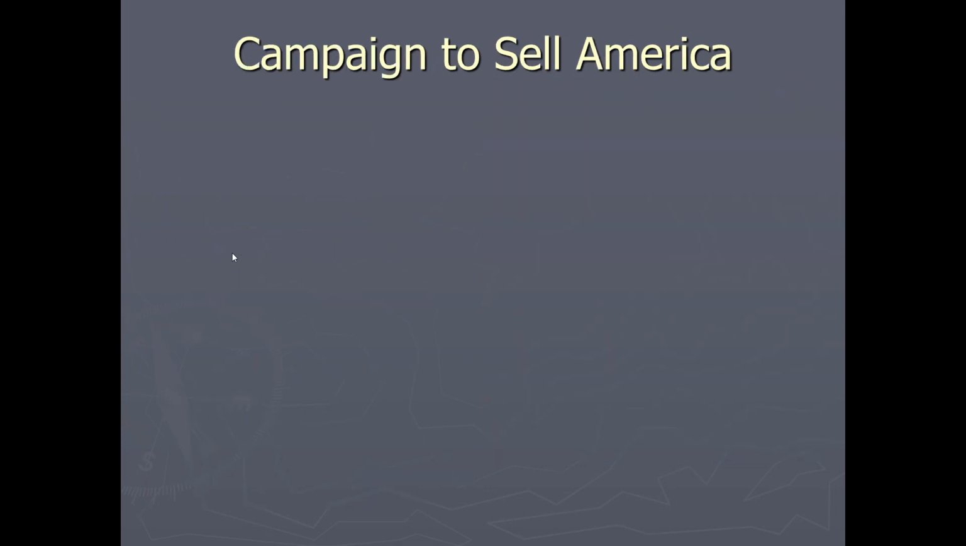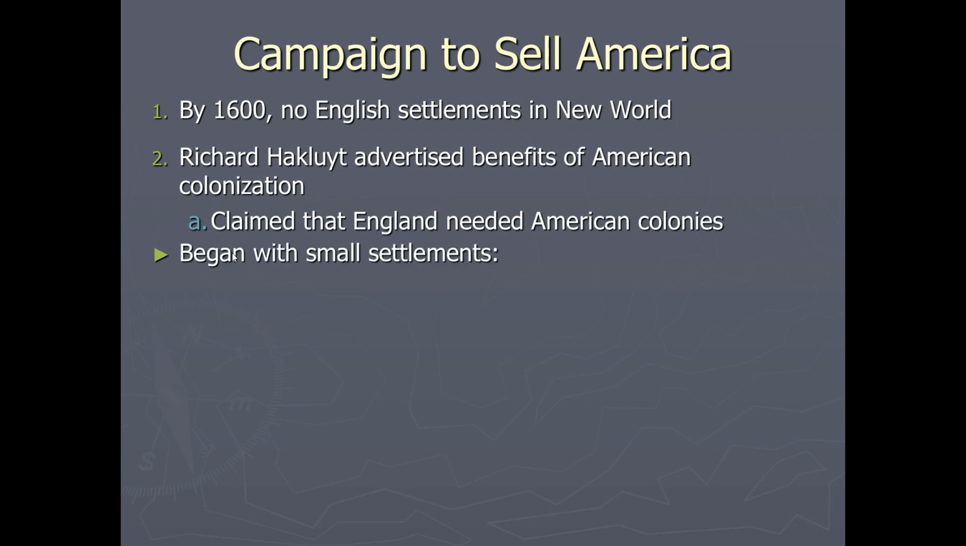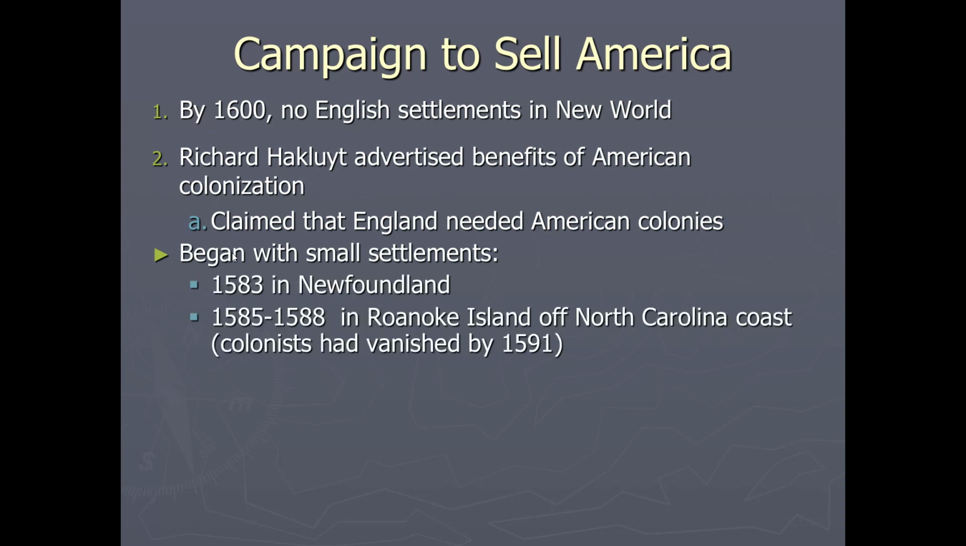All right. So if you're trying to sell America to a group of colonists, what would you say? By 1600, there were no English settlements in the New World. They had attempted one through Roanoke, which, even to this day, nobody knows what happened to that colony. But a guy by the name of Richard Hakluyt is going to advertise the benefits of colonization. He claims that England needed American colonists, and they begin with small settlements, like in 1583 in Newfoundland, and Roanoke Island, which I just talked about, which vanished mysteriously in 1591.